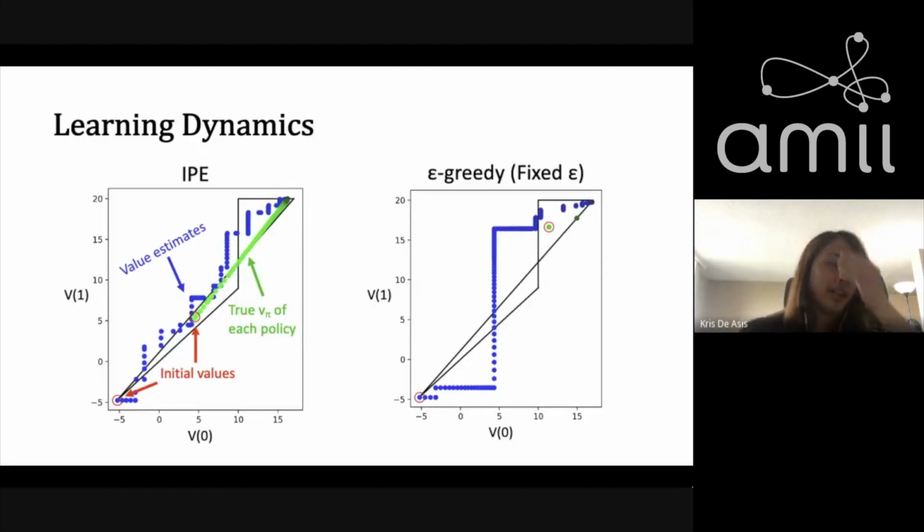Now, for learning dynamics, all of these things that I'm about to show you are using Q-learning under the hood. And the thing that's changing between them is the behavior policy. So on the left here, we have inverse policy evaluation, where we're performing one step of inverse policy evaluation for every step of Q-learning.